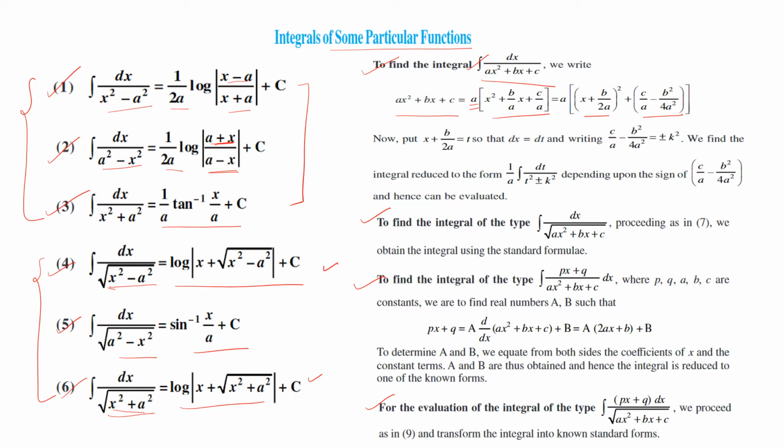In the case of the integral of the form dx upon under root quadratic, you will again change the quadratic to perfect square form, and out of these three forms, one will be there which can be solved using the proper formula. Next is linear upon quadratic and linear upon under root quadratic. To solve these, we are going to see in further examples what solutions we get.